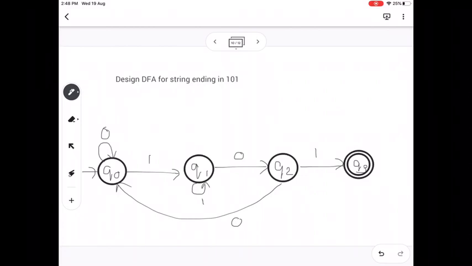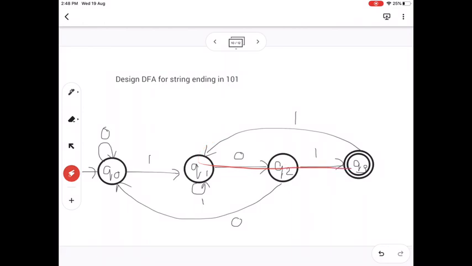Okay. So what I will do is, if I get 1, I go to the state Q1, and see what happens. 1, 0, 1, and the string is ending with 1, 0, 1. If I get 0, I am going to the Q2 state. So how is it working? 1, 0, 1. So the string is ending with 1, 0, 1. Okay. So for any input, if you try, a string ending with 1, 0, 1 will reach the final state.